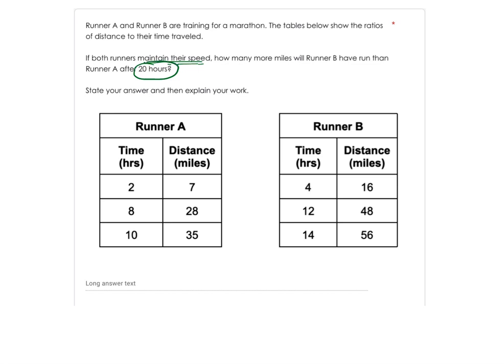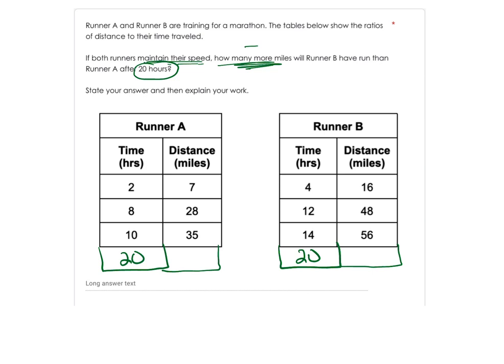All right, so we have a lot to do in this problem. First, we have to find out how far each runner is going to be in 20 hours, right? So I'm going to add an extra column on these. We need to know where they will be in 20 hours. And then we need to find the difference between those, right? Because it says how many more miles. And that always means to subtract to find out what the difference is between their miles.